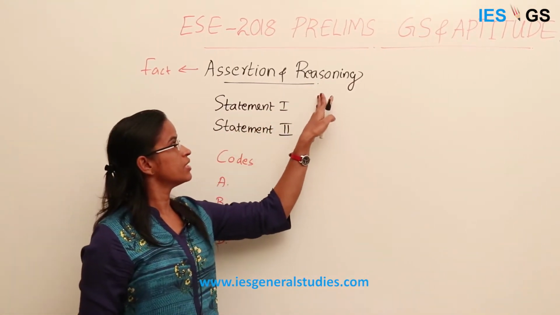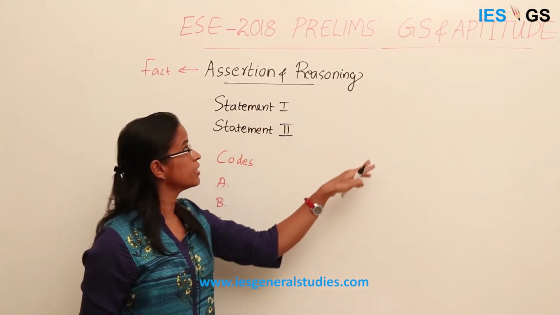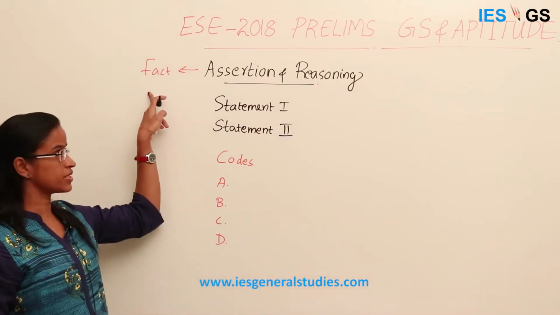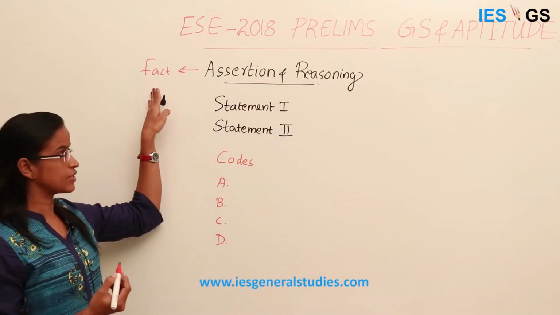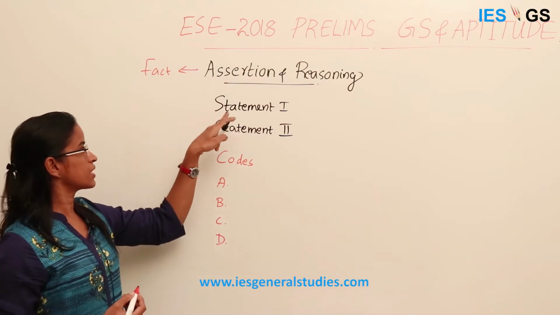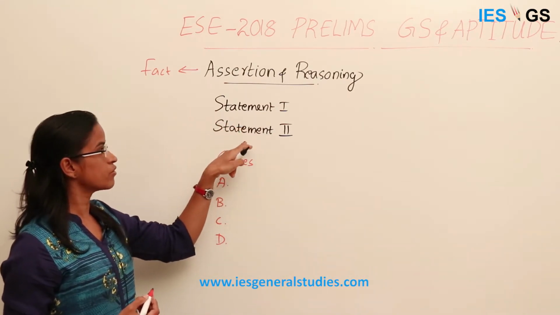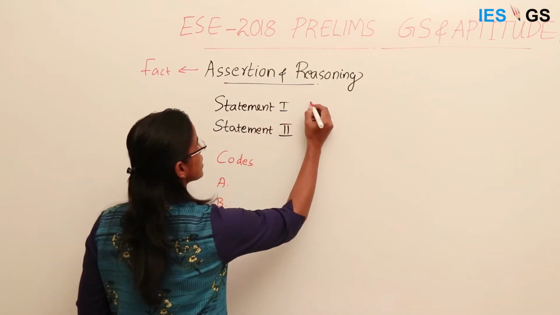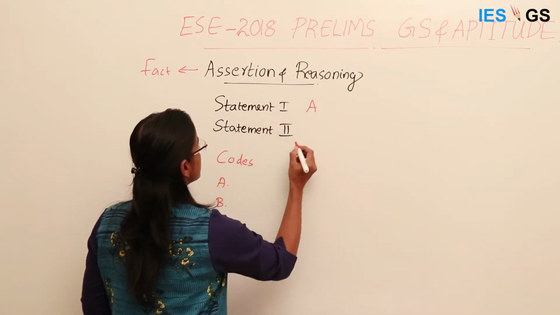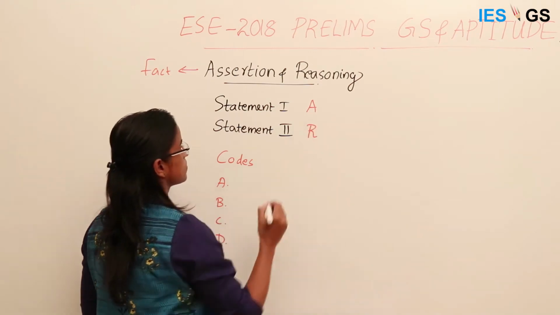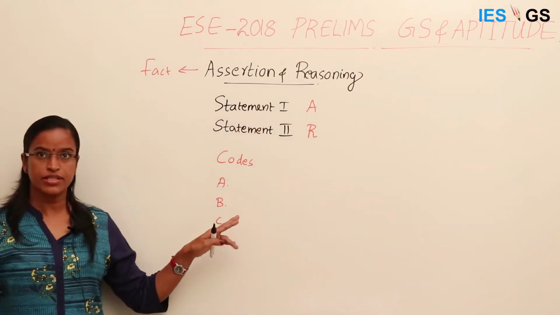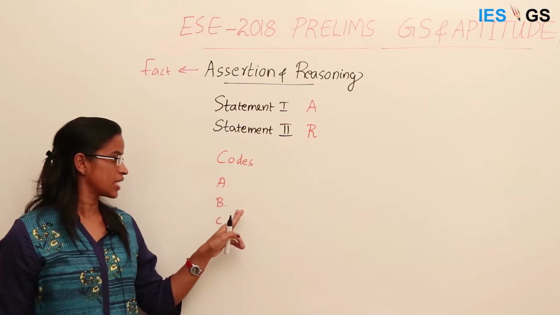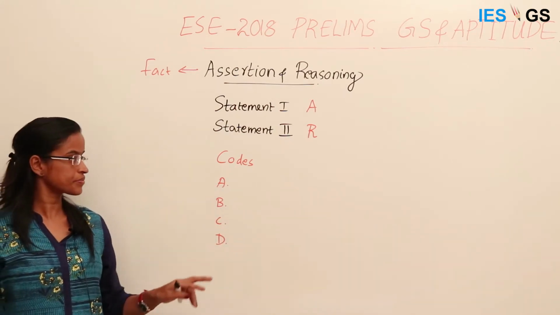and the reasoning statement justifies this fact, why and how it is so. So in a question there will be two statements, statement first and statement second. Statement first is the assertion and statement second is the reason. And we have to answer given the codes A, B, C, D.